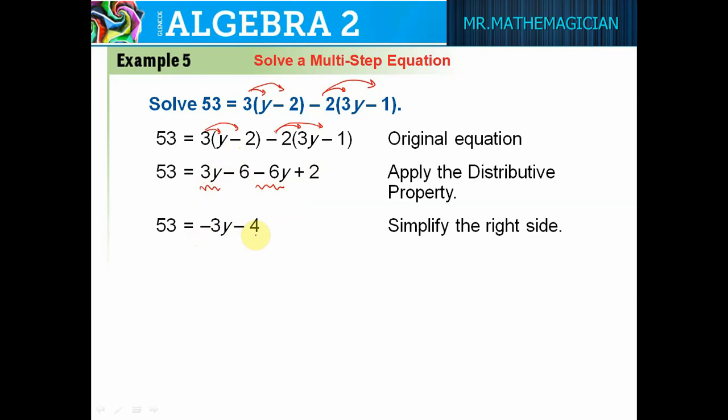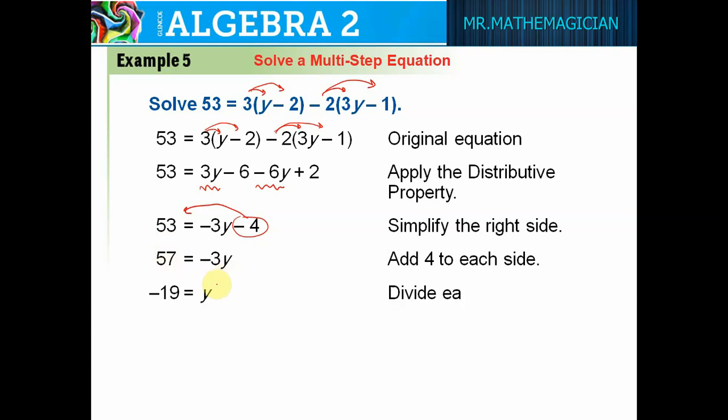Now this is a very simple linear equation. If you add 4 to both sides, or you can take this negative 4 to the other side as positive, 53 will be 57 equals negative 3y. Now divide both sides by negative 3. If you divide both sides by negative 3, this will give you y equals negative 19. So the solution is y equals negative 19.